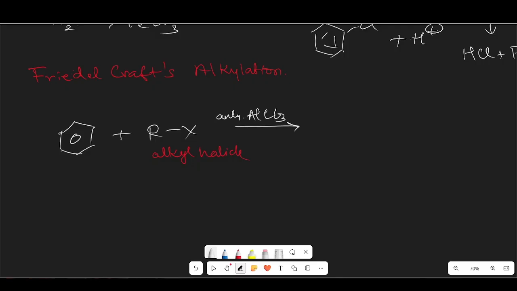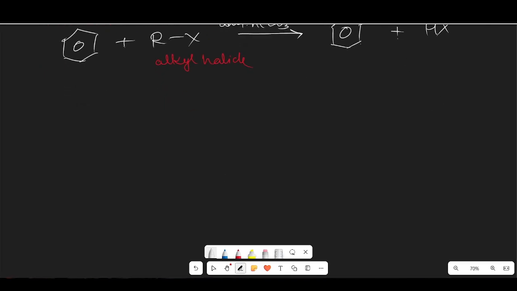and this forms your benzene derivative and HX. Now, mechanism again.